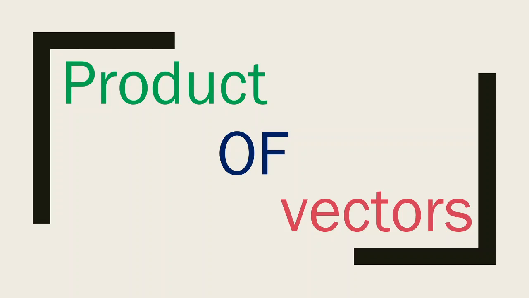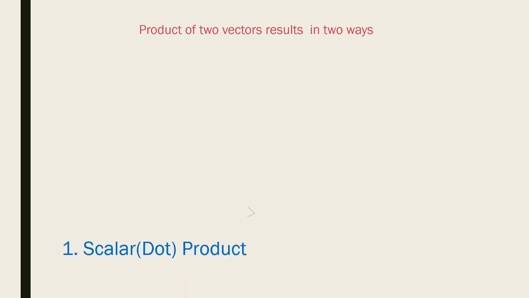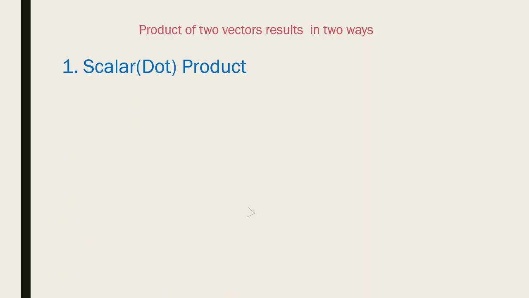There are two possibilities when you do the product of vectors. What are those two possibilities? Let us check it out. When you do the product of two vectors, as I already said, it results in two ways. One is the scalar product, which you can also call a dot product. The other one we call the vector product, which you can also call a cross product.